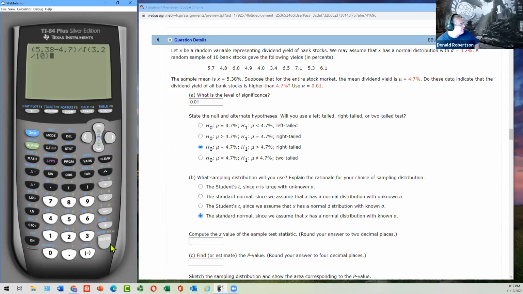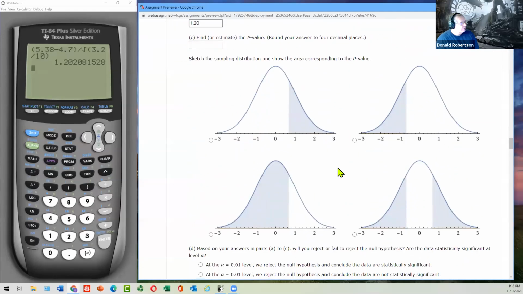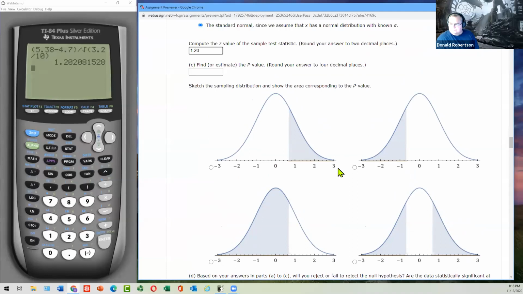So when I hit this, I'm going to get the z-score. And the z-score, or z-value as they choose to call it, is 1 point, how much do they want? 2 decimal places. So 1.20. We're comfortable with that? Where that number came from, the 1.20? No questions so far, we're good?